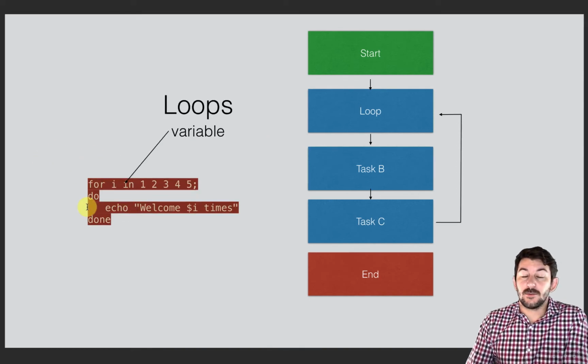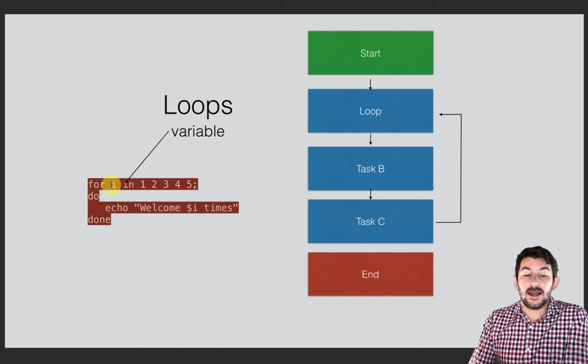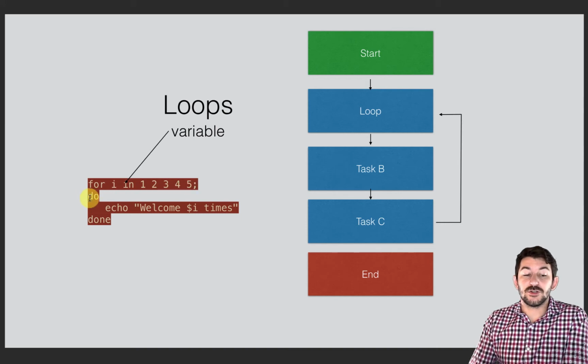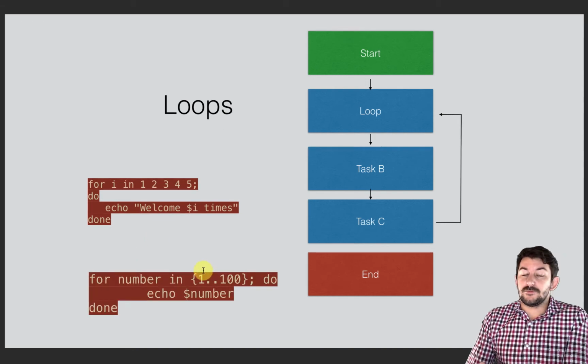And so here's what that looks like in the most basic sense. For I, which is going to be the variable, in this series of 1, 2, 3, 4, 5, do echo welcome variable I times, done. Now, what this means is that this is going to go through this loop for each one of these individually. And at each one of these numbers, I is going to be set to being equal to that. So this is going to say welcome 1 time, welcome 2 time, welcome 3 time, welcome 4 time, and welcome 5 time.